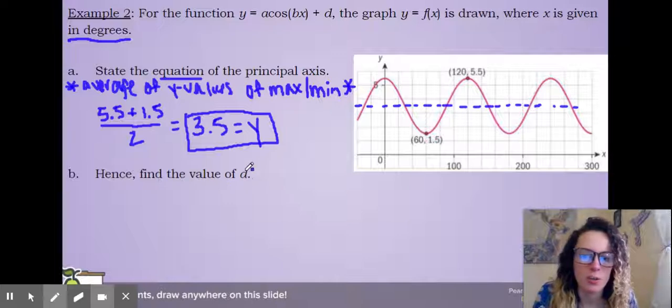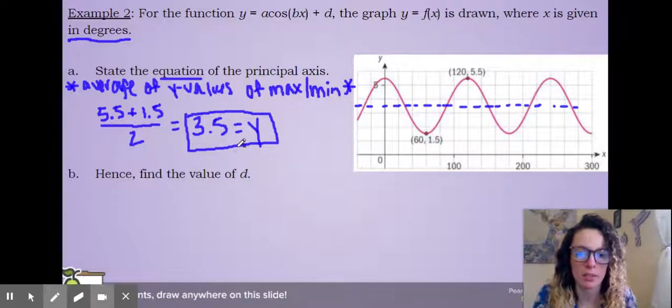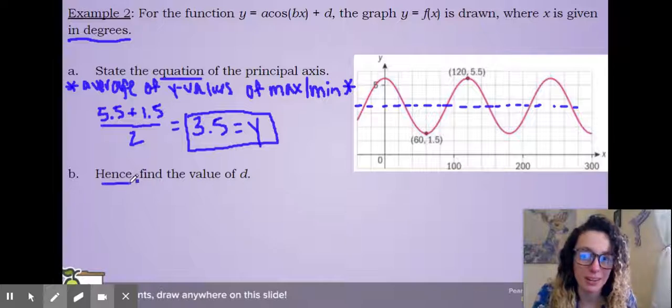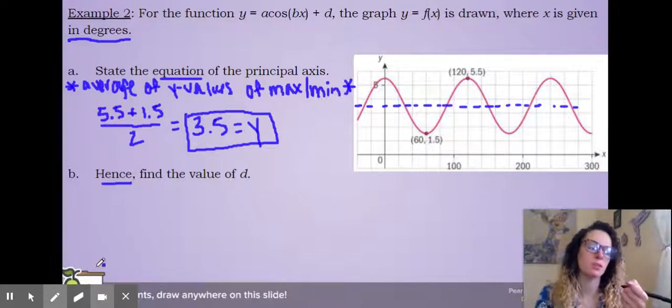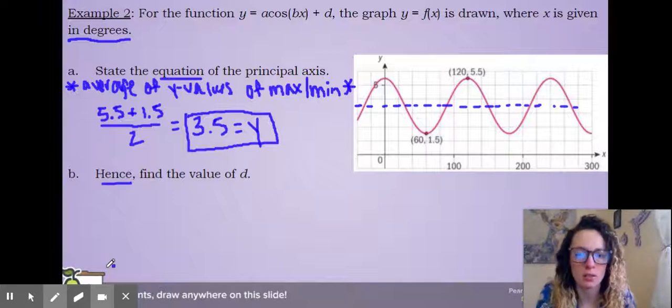Hence, find the value of d. We had already said that d gives us the equation of the principal axis. And we also have to remember that hence means we just found something in the previous step that will help us find this answer. So in this case, it's literally just changing a y to a d. D does equal 3.5.